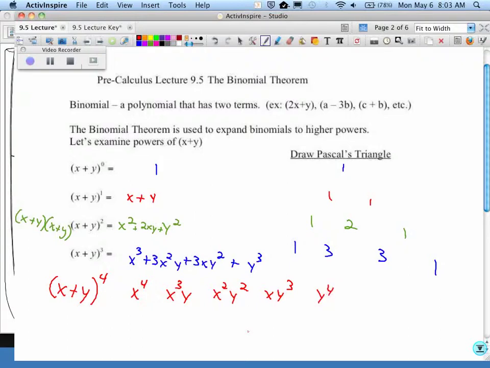Now, can anybody look at Pascal's triangle and start to figure out the pattern in Pascal's triangle? How do you know that? Can you look at the pattern and tell me how I would get those numbers from Pascal's triangle? 3 plus 3 is 6. It does go 1, 4, 6, 4, 1. These are all added together. What did you do? 3 plus 3 is 6. 1 plus 3 is 4. 3 plus 1 is 4. Always a 1 on the outside.